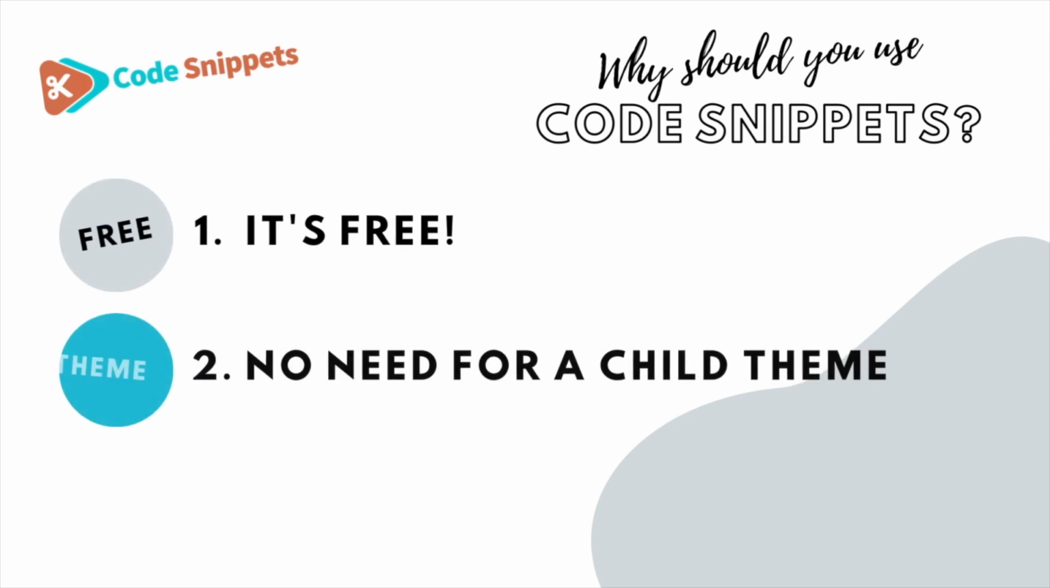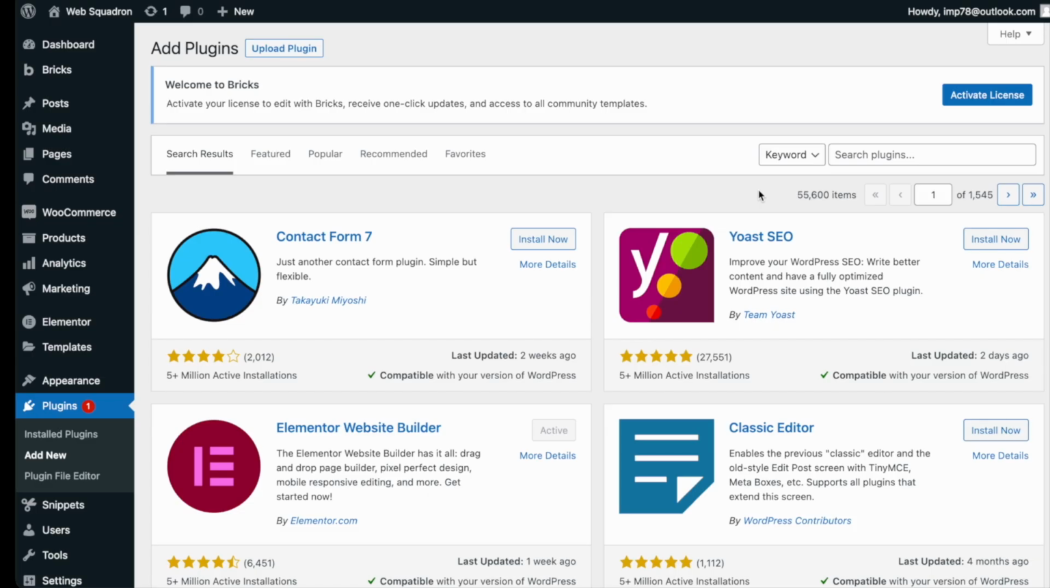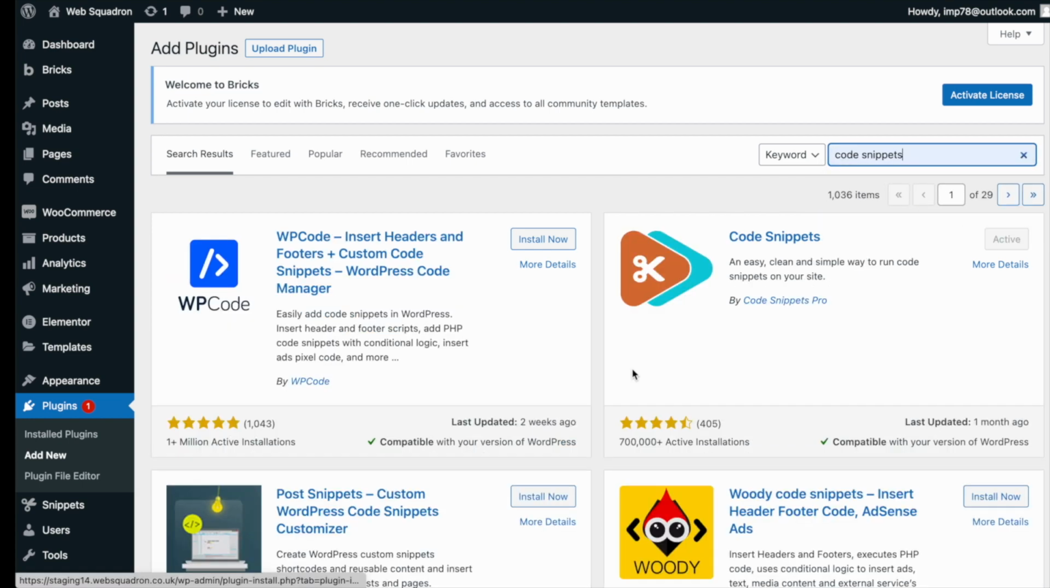It's free, saves you having to use a child theme. It protects you and allows you to roll back if there's ever any issues. Getting the plugin is super easy. Go over to WordPress, add new plugin, type in code snippets, and you can't miss it. Go and install and activate it.